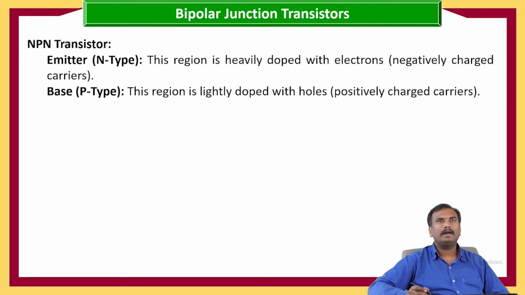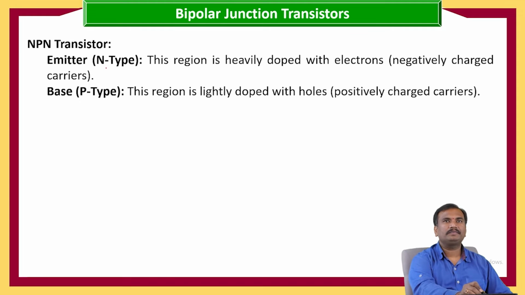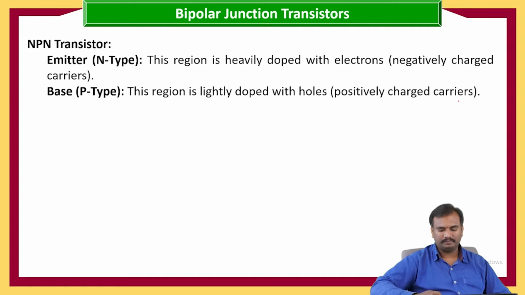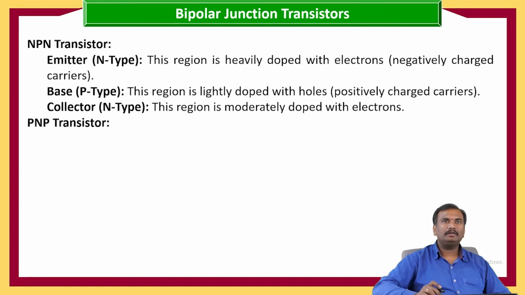First we'll go with the NPN transistor. In NPN transistor, the emitter is of N type, and this region is heavily doped with electrons, that is negatively charged carriers, and base is the P type. This region is lightly doped with holes, positively charged carriers. Now when we go with collector, again it is of N type, and this region is moderately doped with electrons.